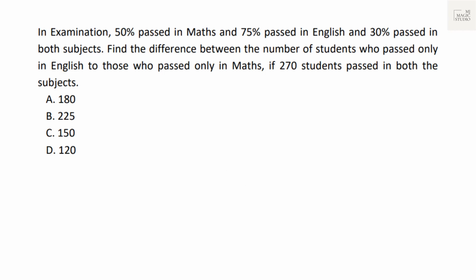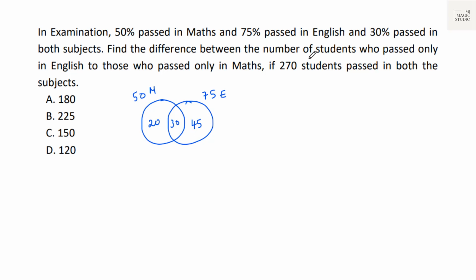Take on percentages with the help of set theory. Give it a try. Let's see. In an examination, 50% passed in maths and 75% passed in English and 30% passed in both the subjects. So the percentage of people passing in only maths is 50 minus 30, that is 20%, and only English would be 75 minus 30, that is 45%.